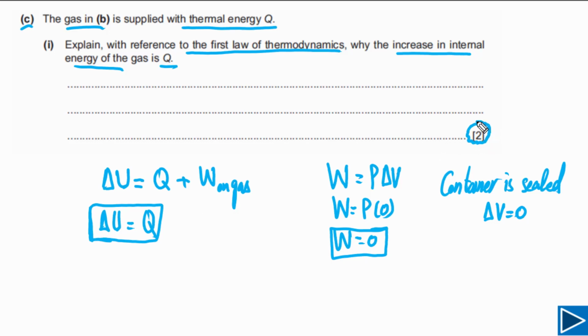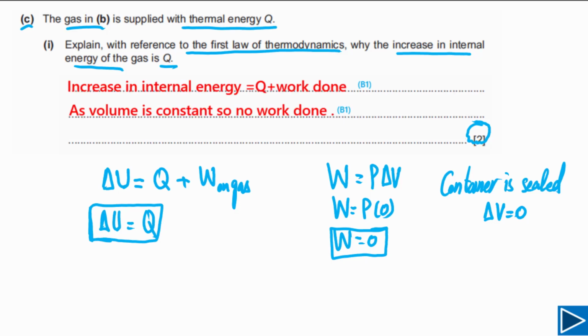The first mark we have to say is that delta U is equal to Q plus W, work done on gas, you will get 1 mark. Then the second mark you will get if you have mentioned that container is sealed, so work done is equal to 0. So you will get the second mark. Quite straightforward question. Let me show you the answer. This is how you can write down your answer in a proper way.